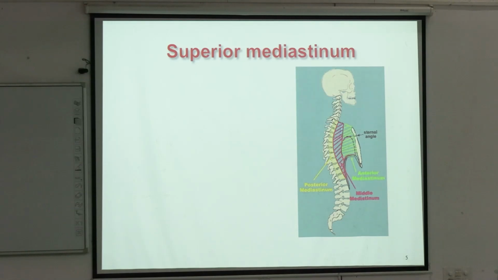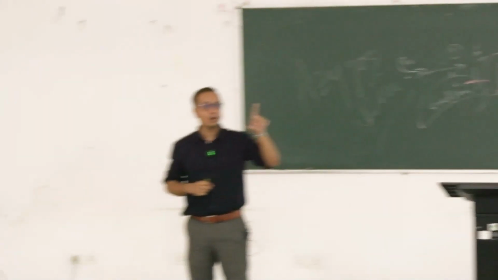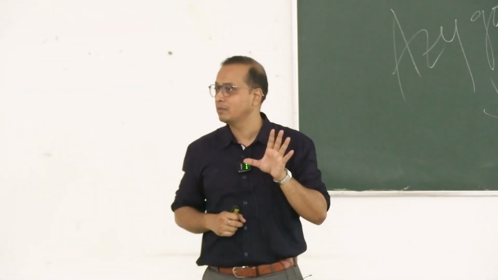Anteriorly, we have this sternum. The upper part of the sternum we call the manubrium, which is present in here, Manubrium sterni. Back side we have the vertebra. Vertebra means thoracic vertebra. We have 12 thoracic vertebrae, 1, 2, 3, 4, they are present on the back side.